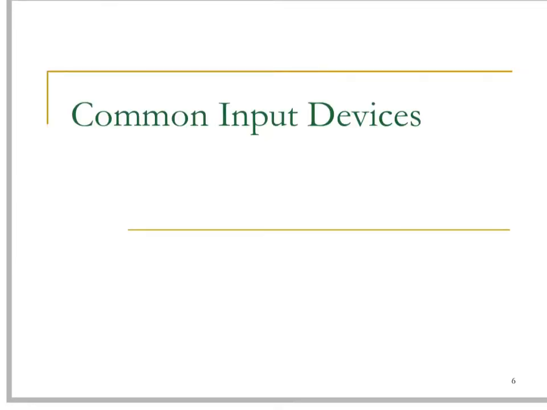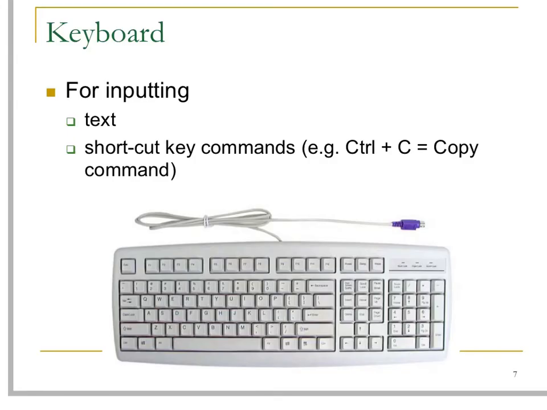Okay, we can now start looking at some common input devices which can be found in our daily life. Keyboard. Probably this is the most commonly used input device in a computer system. It is mainly for inputting text, maybe Chinese text or English text. It is also used to input shortcut key commands. For example, if you press Ctrl and the C key, this represents a copy command issued to the Windows computer system.